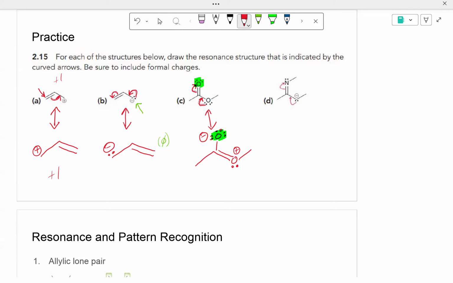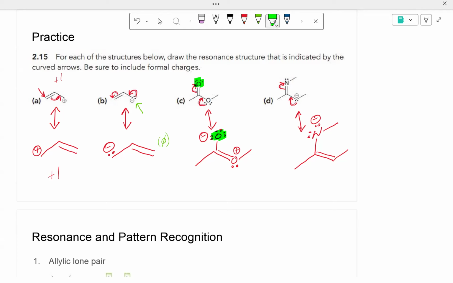And let's look at the last one. So we're going to take this lone pair, move it to form a pi bond. We're going to take these pi electrons and move them up to the nitrogen. So if we deal with the nitrogen first, it now has an extra lone pair on it, so it will have a formal charge of -1.